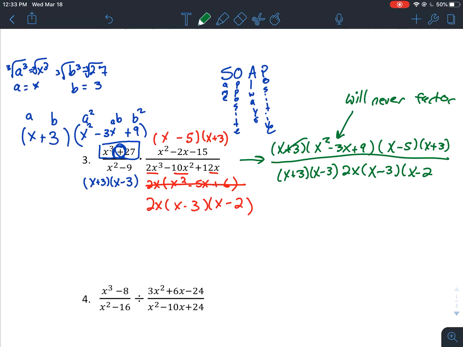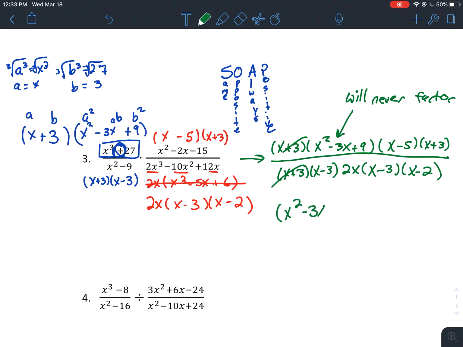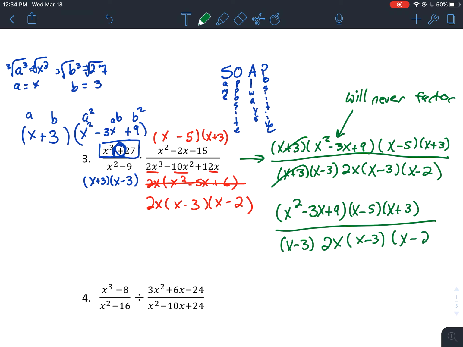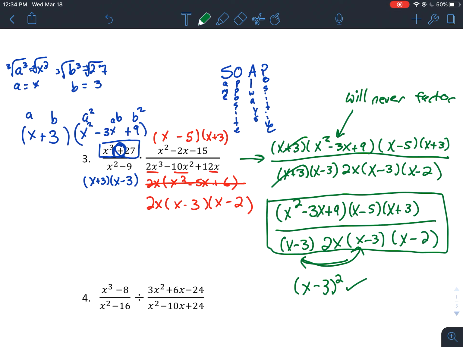But if we look across, we have x plus 3 in the top, x plus 3 in the bottom, x minus 5, x plus 3. Doesn't look like anything else is really going to cancel. So then our final answer would just be x squared minus 3x plus 9 times x minus 5 times x plus 3, divided by x minus 3, 2x, x minus 3, x minus 2. You could combine these two things, right? And you could just have 1 x minus 3 squared, but you don't need to do that. This is good enough for your final answer. And that's how you would do number 3.